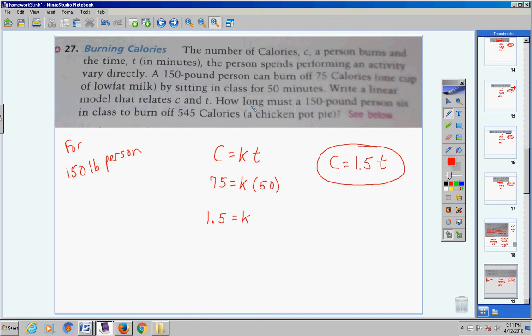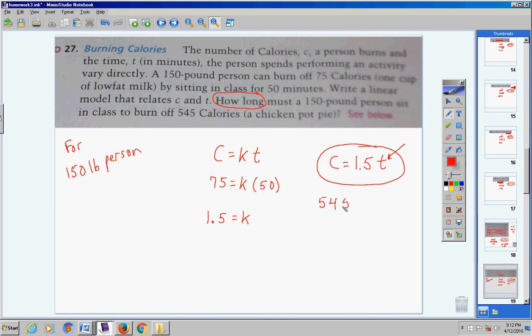Now, how long? Come on, guys, look. So we're looking for time. How long must a 150-pound person sit in class to burn off this many calories, which is about equivalent to eating a small chicken pot pie? Okay? Now remember, it's important that they told you the person weighs 150 pounds because this model right here is only good for a 150-pound person. So you've got a 150-pound person sitting in class who wants to burn off 545 calories.